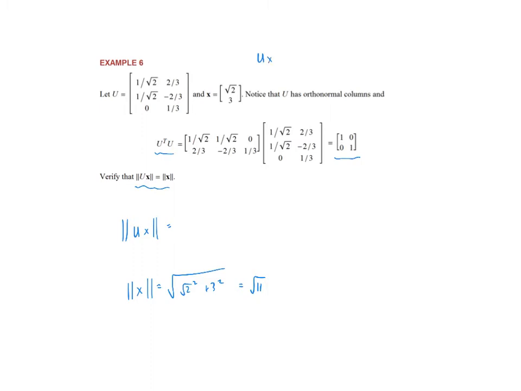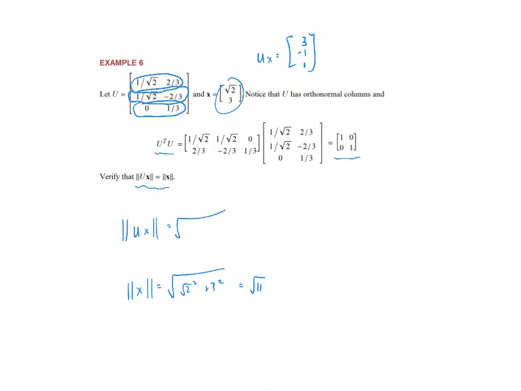So let's see, U times X is equal to, so I've got to go row to column. 1 over radical 2 times radical 2 is 1, plus 2/3 times 3. 1 plus 2 is 3 for that entry. And then 1 over radical 2 times radical 2, well, that's 1 again. And then minus 2 is negative 1. And then 0 times radical 2 plus a third times 3. I think that's going to be 1. So 3, negative 1, 1.